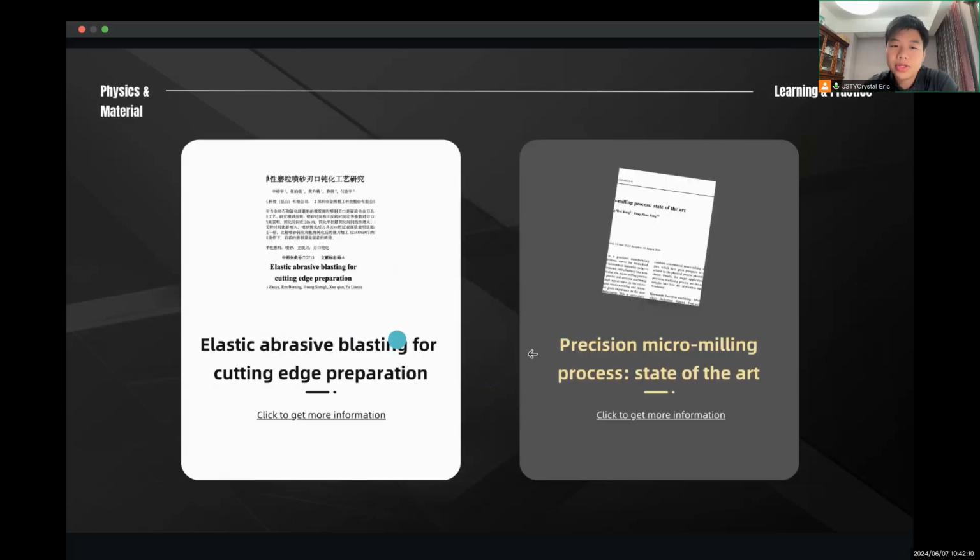And here are two resources that helped me the most during the whole project. The first is about elastic abrasive blasting for cutting-edge preparation. This is written by my lab manager, and this helped me the most. Secondly, this is about the precision micromilling process, state of the art. This gave me lots of information that is very essential for my experiment.